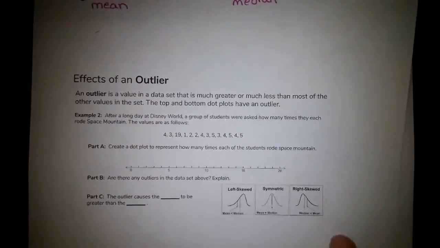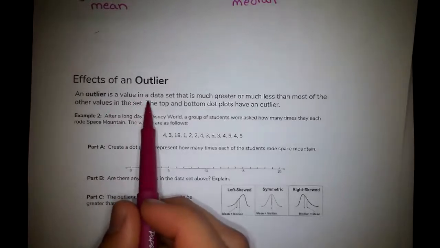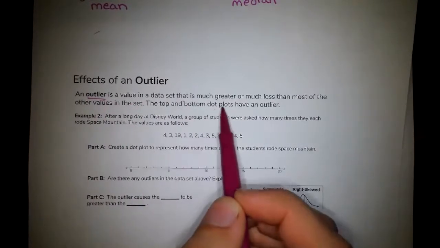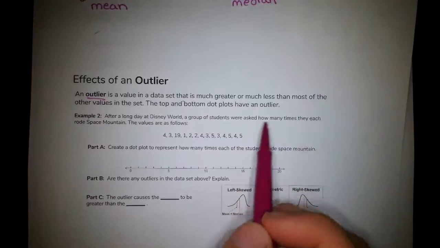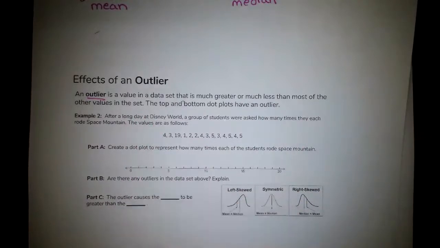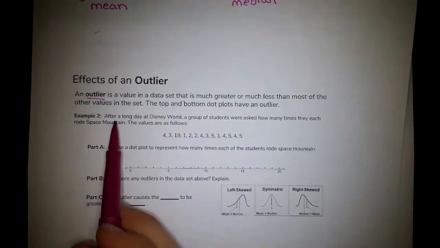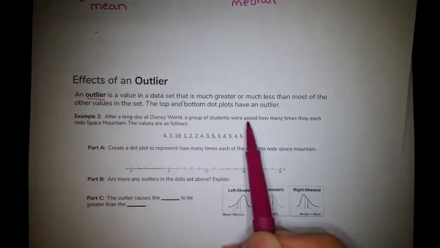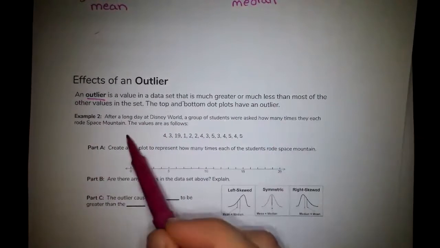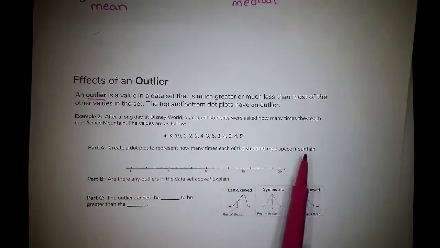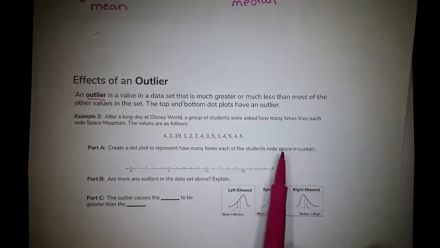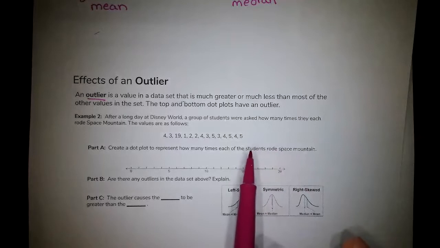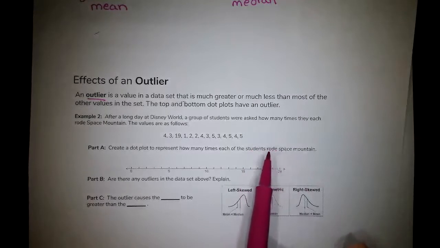Now, talking about outliers a little bit more. An outlier is a value in a data set that is much greater or much less than most of the other values in the set. So basically, it's just something a little bit out of the ordinary. This example gives us a situation: at a day at Disney, a group of students were asked how many times they each rode Space Mountain, which is probably never true because the line for that ride is hours and hours. You could probably go on it once and that's about it.